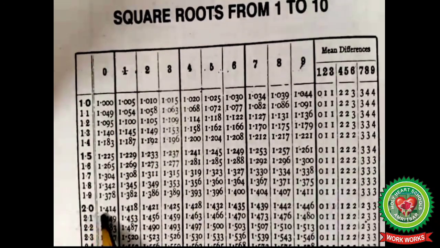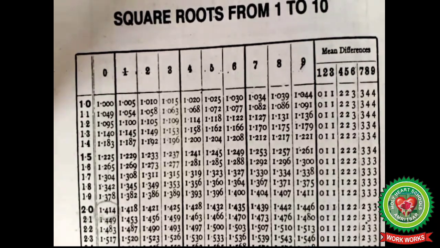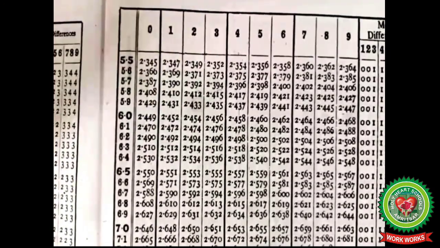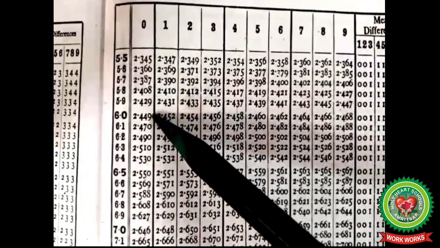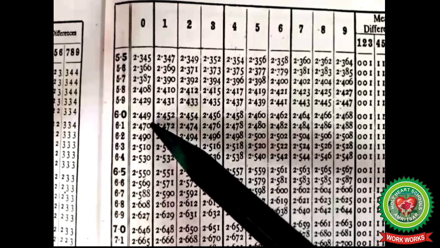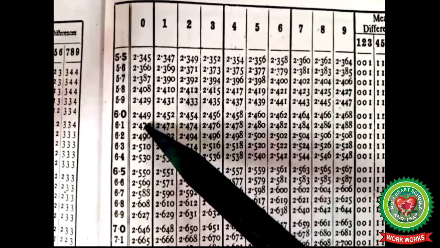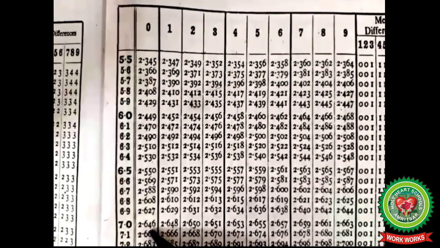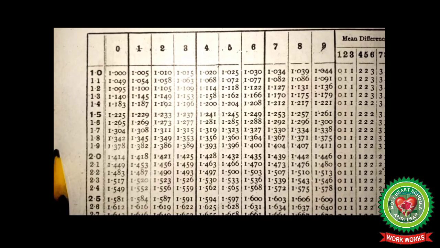In front of this, the answer is 1.414. So therefore square root of 2 is 1.414. Similarly, square root of 6 is again in the 0 column, and in front of 6.0 the answer is 2.449. So square root of 6 is 2.449, and if we want the square root of 7, then square root of 7 is 2.646.